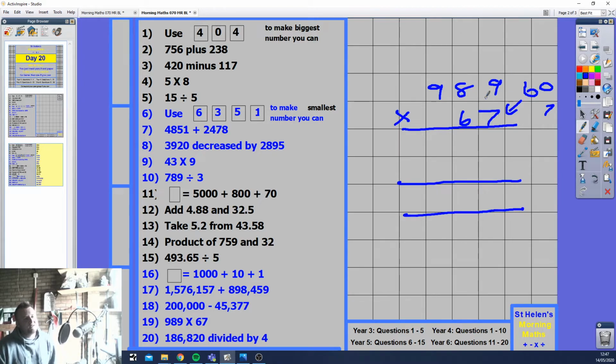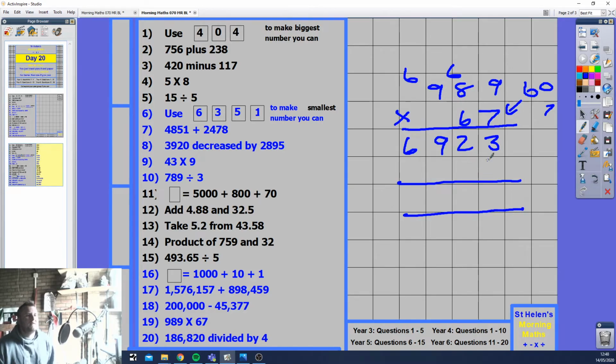Let's do 989 times 7 first. 9 times 7 is 63. 60 becomes there. 7 times 8 is 56. 56 plus 6 is 62. It's quite a hard one, this. 7 times 9 again is 63. 63 plus 6 is 69. Okay, so now I've done 989 times 7.